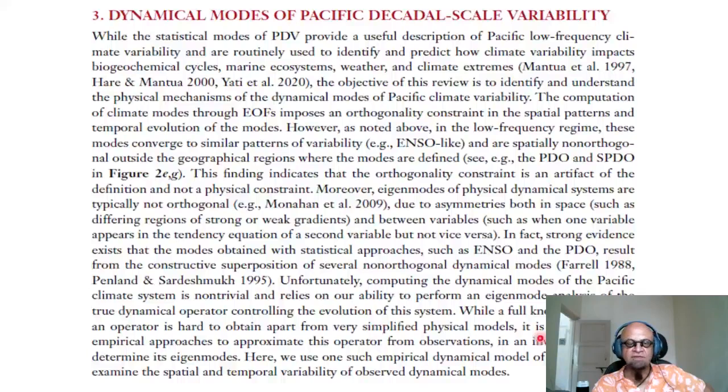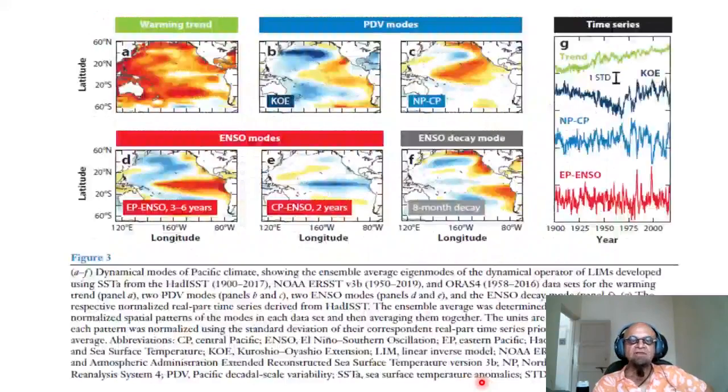While a full knowledge of such an operator is hard to obtain apart from very simplified physical models, it's possible to use empirical approaches to approximate this operator from observations in an inverse sense and determine its eigenmodes. Here we use one such empirical dynamical model of the Pacific SSTA to examine the spatial and temporal variability of observed dynamical modes. Okay, so I'm not going to go into the details of the models, but it's worth reading if you want to follow up.